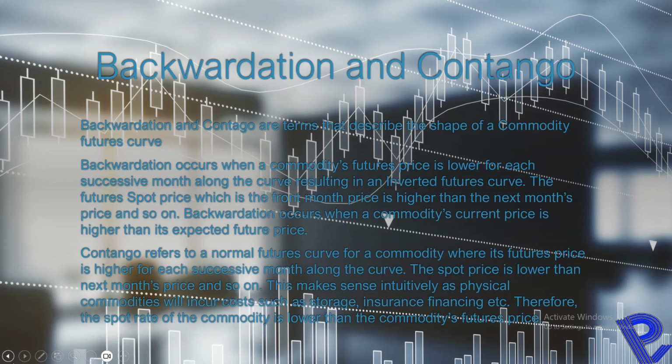Contango refers to a normal futures curve for a commodity where its futures price is higher for each successive month along the curve. The spot price is lower than the next month's price, and so on. This makes sense intuitively as physical commodities will incur costs such as storage, insurance, financing, etc. Therefore, the spot rate of the commodity is lower than the commodity's future price.